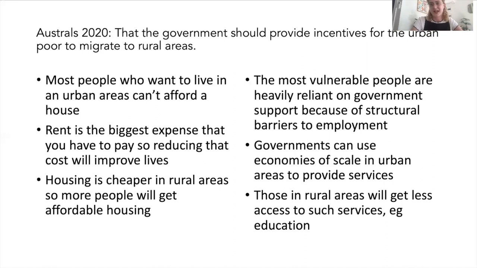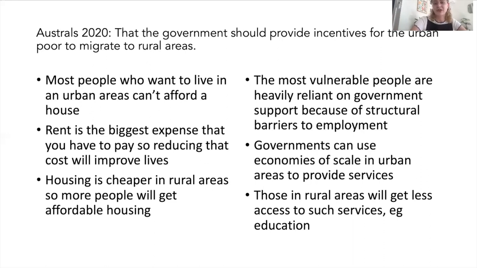If we look at the second example, we can see a different line of analysis. This being the most vulnerable people are heavily reliant on government support because of structural barriers to employment. So you probably would want to flesh that out a little bit more if you were giving a speech, but that's saying things like people who are discriminated against find it hard to get jobs, which means that in order to get money for food or anything like that, they often have to rely on welfare that the government should provide. Again, there could be a slight assertion here about the fact that the government's actually providing that care, but less so than the other argument.